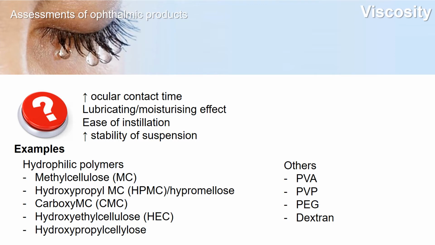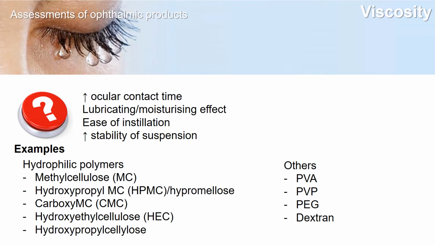Eye drops have a disadvantage where they will easily escape from the eyes once applied. One of the ways to avoid this problem is to increase the viscosity. This will increase ocular contact time with a lubricating or moisturizing effect. Not only that, it can be instilled easier to the eyes. Viscosity adjusting agents will also increase the stability of suspensions.